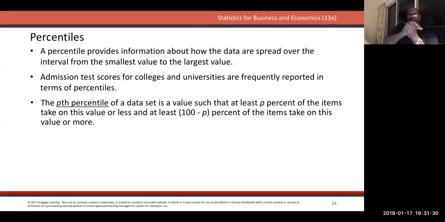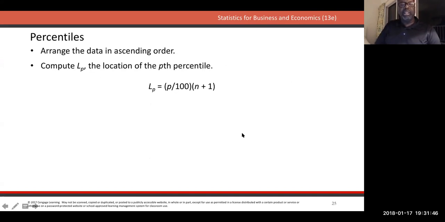And if I know what that 25th percentile is, I could say 25% of the students got a mark of this amount or below, and so on. So percentiles are also useful in describing data, all right? To compute the percentile, we need to find its location, because remember, these are measures of location.